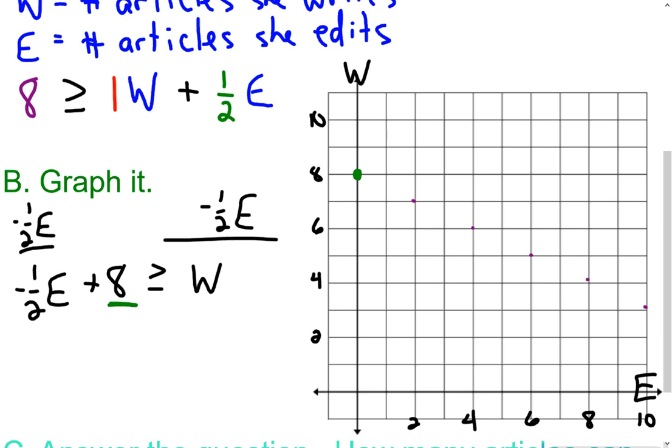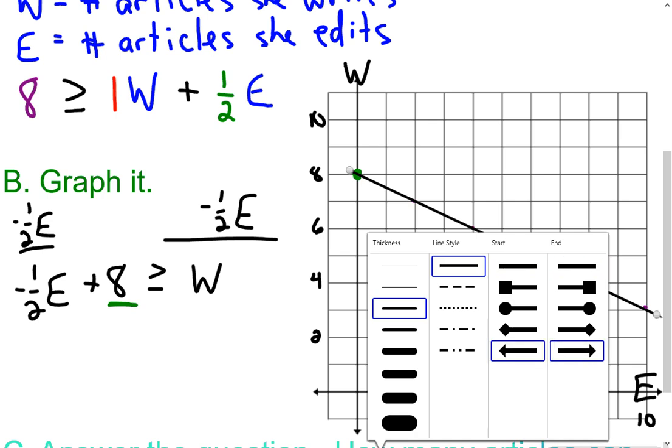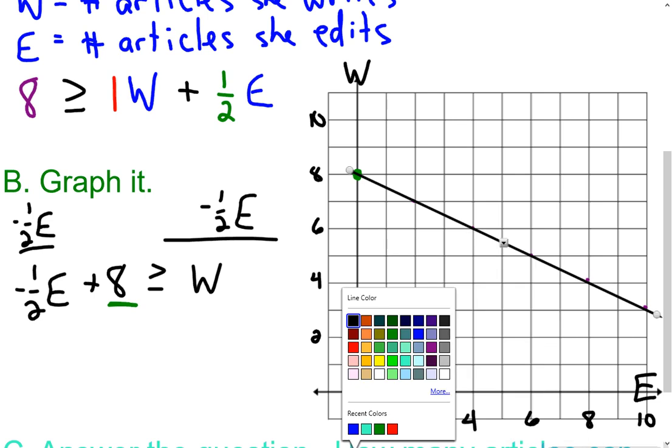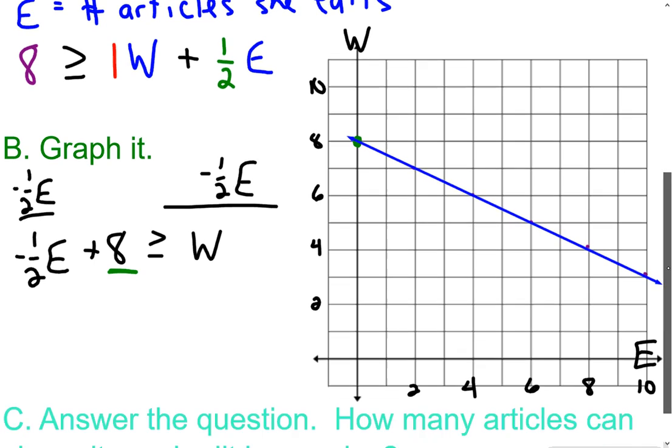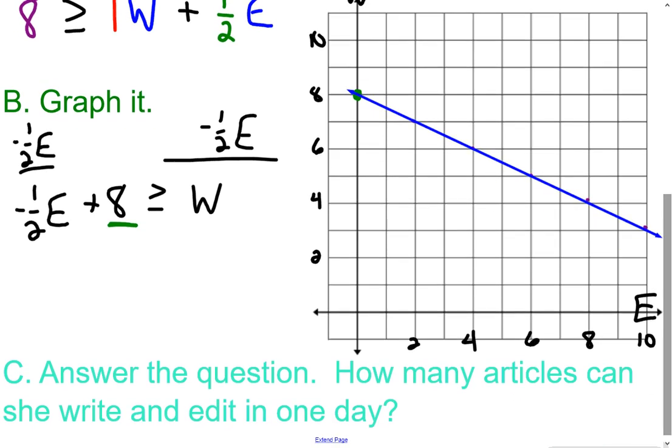And now I'm going to take my line, put that in there, like that. Put my arrows on it. Again, we have the equals to part, so it needs to remain solid. We'll make it blue this time. And now I need to figure out, do I need to shade above or do I need to shade below that? So again, I'm going to pick the easy point of 0, 0.